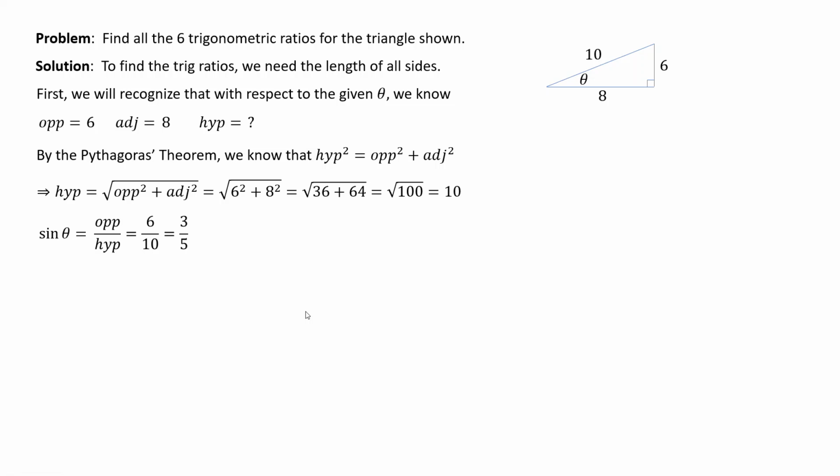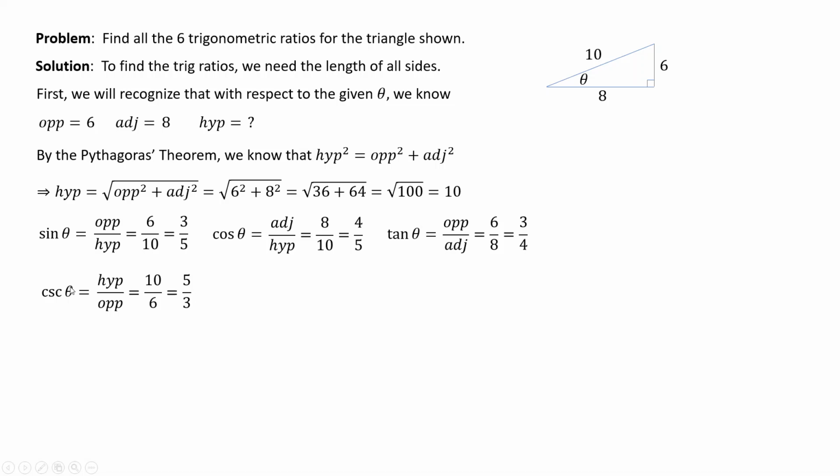Cosine, recall, C-A-H. So cosine is adjacent over hypotenuse, and that's going to be 8 over 10, which reduces to 4 over 5. Tangent theta, opposite over adjacent, 6 over 8 is 3/4. Cosecant is the reciprocal of sine theta, so 5/3. I didn't do that. I should have. But another way is hypotenuse over opposite, so 5/3. Secant theta, hypotenuse over adjacent, 5/4.